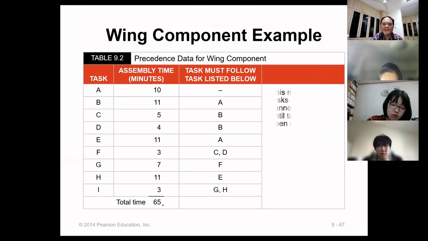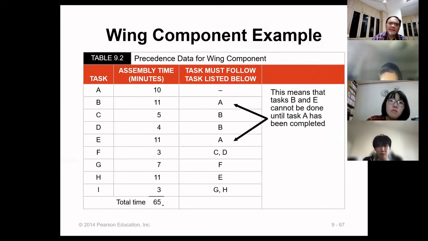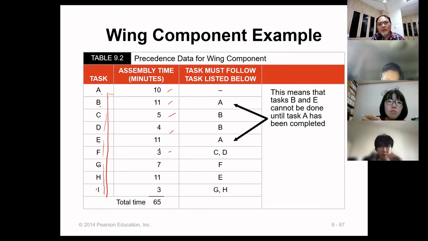Okay, let's say this is assembling of a wing component assembly. There are these tasks A, B, C, D, E, F, G, H, I, which are tasks 1 to 9. Each task requires a certain time. For example, A requires 10, then 11, and so on. So this is the time required.